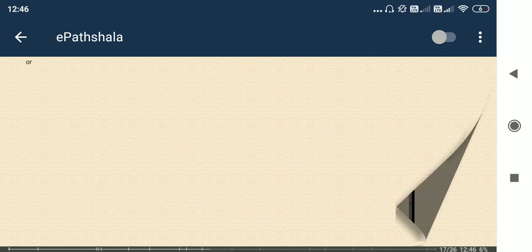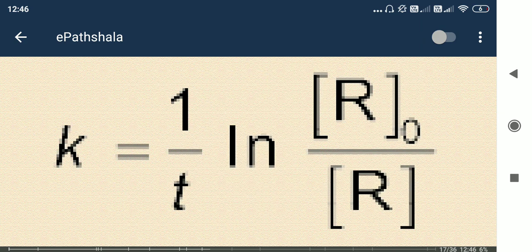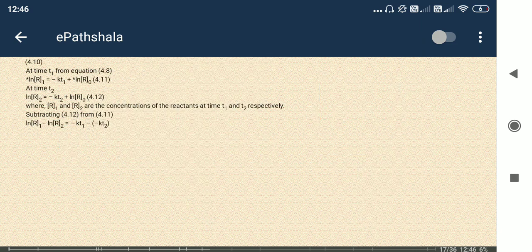So from there we can get k is equals to 1 by t ln r naught by r. K is equals to 1 by t, so from ln to logarithm conversion, we need 2.303.